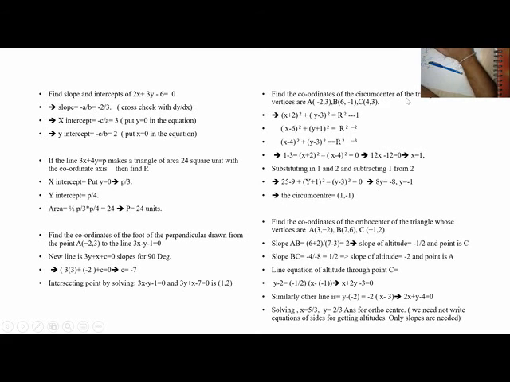Find the coordinates of the circumcenter of the triangle. What is the circumcenter? It is the center of the circle circumscribing the three vertices. That means A, B, C and O are equidistant. So I let x, y be the point. So what is the distance between C and A? X plus 2 whole square plus y minus 3 whole square, that is r square. Similarly with B, this is r square. With C, this is r square. So when I solve these three equations, I get x, y.